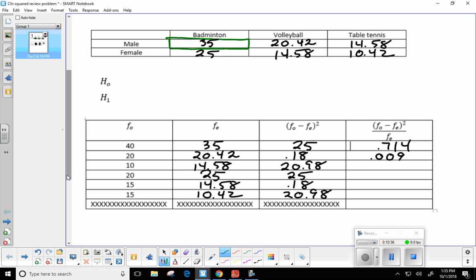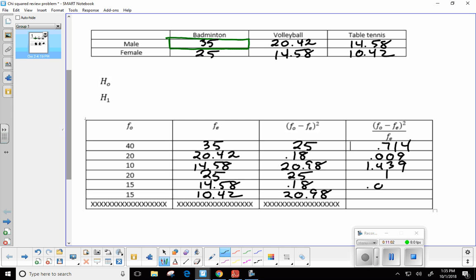Okay. All right. What do we do now? 20.98 divided by 14.58. I got 1.439. Okay. 25 divided by 25, I got a 1. 0.18 divided by, oh, it's the same. Oh, it's not the same. 14.58.